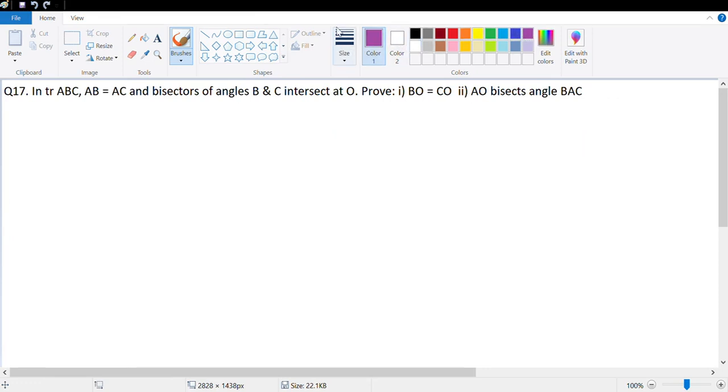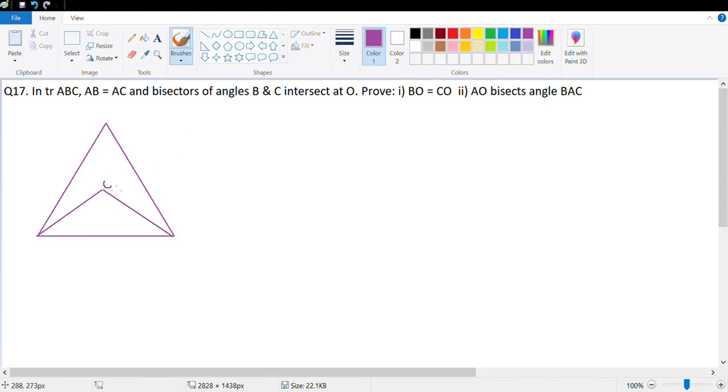But that brings me to the next question, which is question number 17. Question 17 says, in triangle ABC, AB is equal to AC and bisectors of angle B and C intersect at O. Okay, so bisectors of angle B and angle C intersect at O.